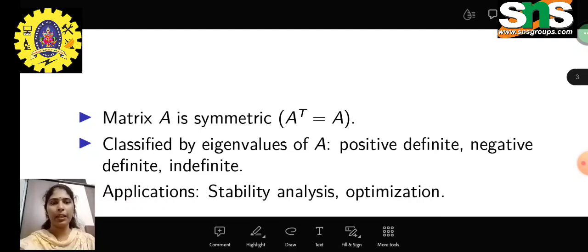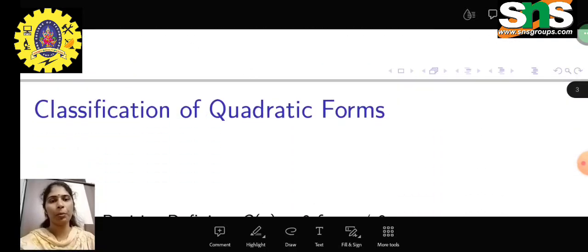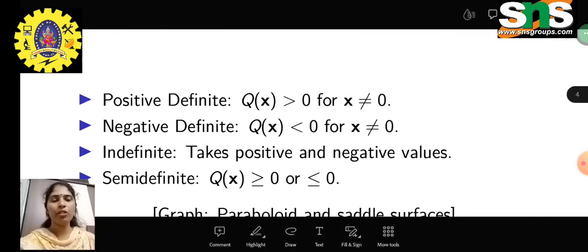So here the applications are these quadratic forms are used in stability analysis and optimization. So next is positive definite. So positive definite is q of x is greater than 0 for x not equal to 0, and negative definite means q of x is less than 0 for x not equal to 0. So indefinite means there will be both positive and negative values.